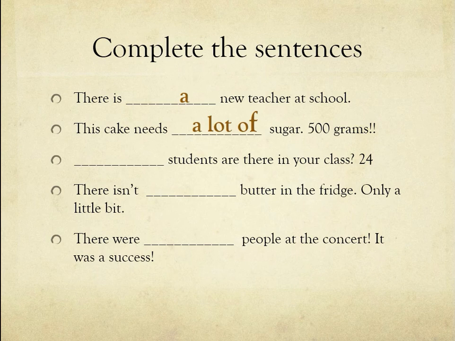There is a new teacher at school. This cake needs a lot of sugar, 500 grams. How many students are there in your class? 24. There isn't much butter in the fridge, only a little bit. There were a lot of people at the concert. It was a success.